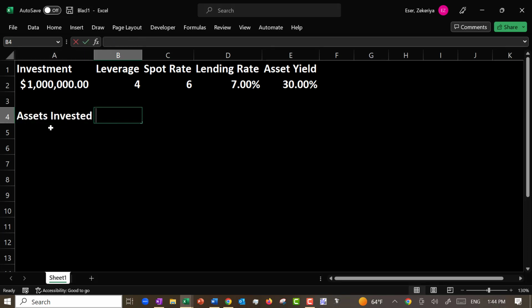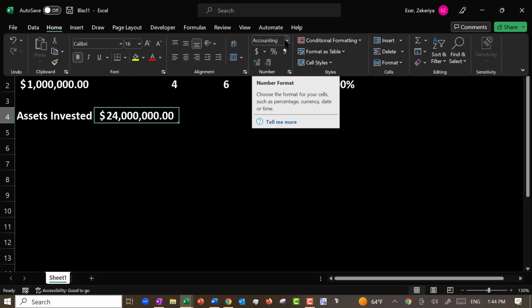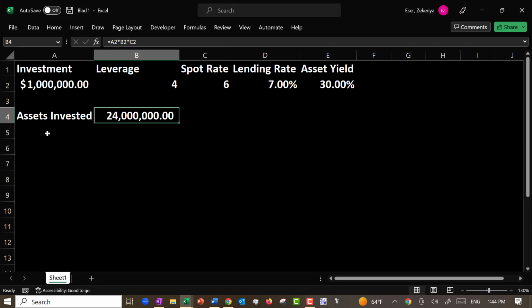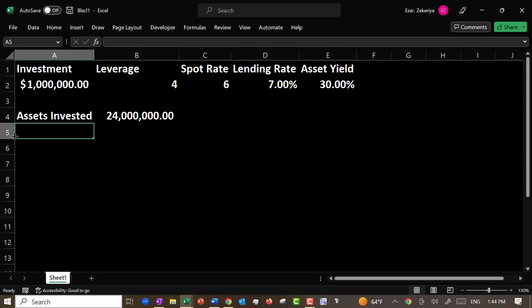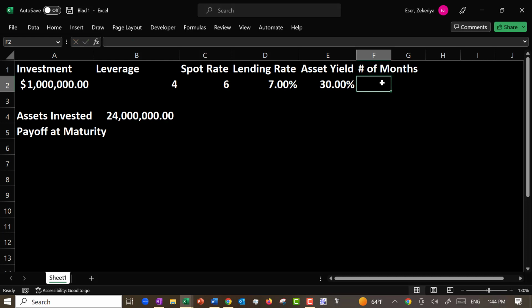Assets invested is investment times 4 times the spot rate. I'm gonna do this general. Number of months, 3.